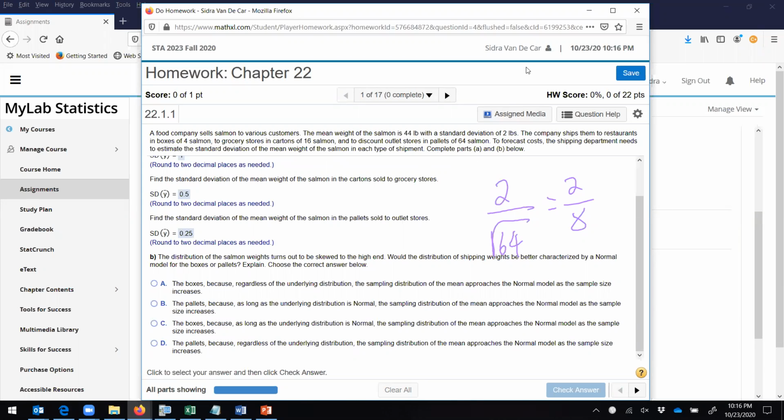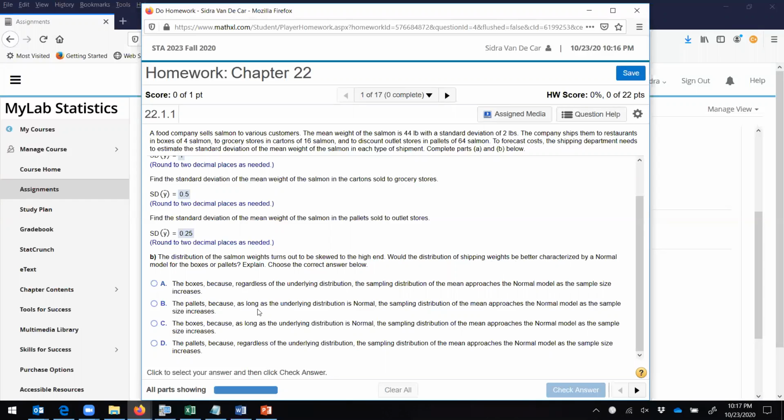Okay, so now the distribution of the salmon weights turns out to be skewed to the high end. Would the distribution of shipping weights be better characterized by a normal model for the boxes or the pallets? The boxes only have 4 fish in there, but the pallets have 64. Remember, our cutoff is 30 to make for a normal distribution.